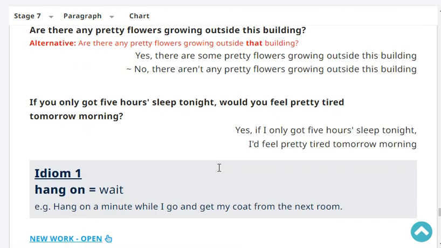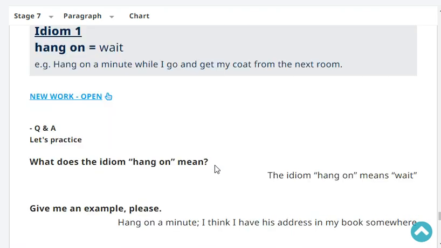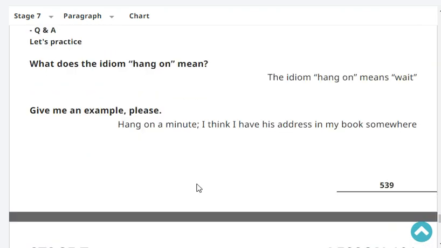If you only got 5 hours sleep tonight, would you feel pretty tired tomorrow morning? Yes. If I only got 5 hours sleep tonight, I'd feel pretty tired tomorrow morning.